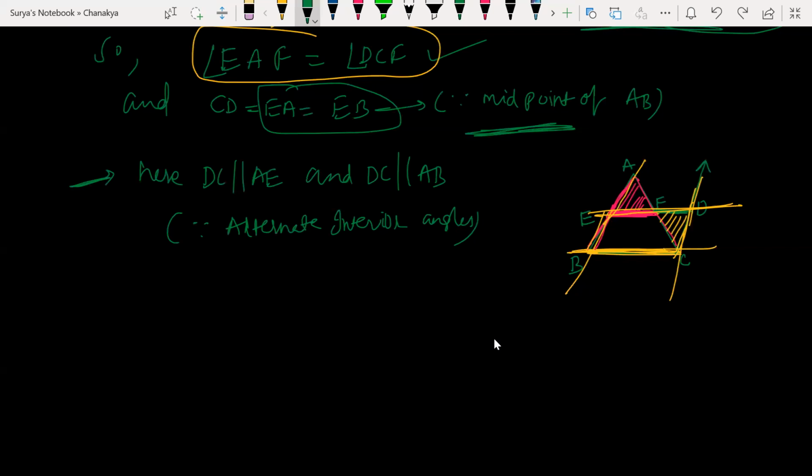DC is parallel to AE. Okay, fine. Next, can I say DC is parallel to EB? We wrote here EB, not AB. You can write EB here or AB, yes or no? DC is parallel to AE. DC is parallel to BE. Okay.